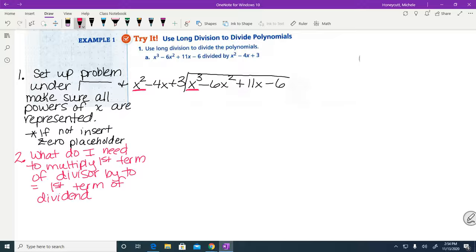And in case you forgot, here are the parts of a quotient. This is the dividend, what's underneath. Outside is the divisor. And up top, that's the quotient. All right, so I'm thinking, what do I need to multiply the first term of the divisor by in order to be the first term of the dividend? So let's see, x squared times x. Then you write that on top.